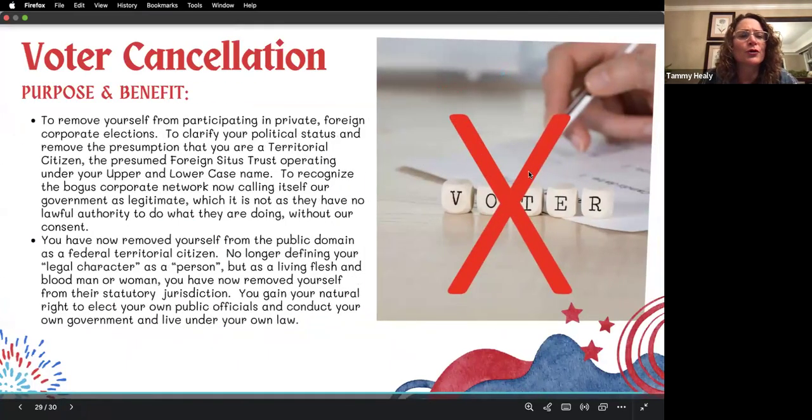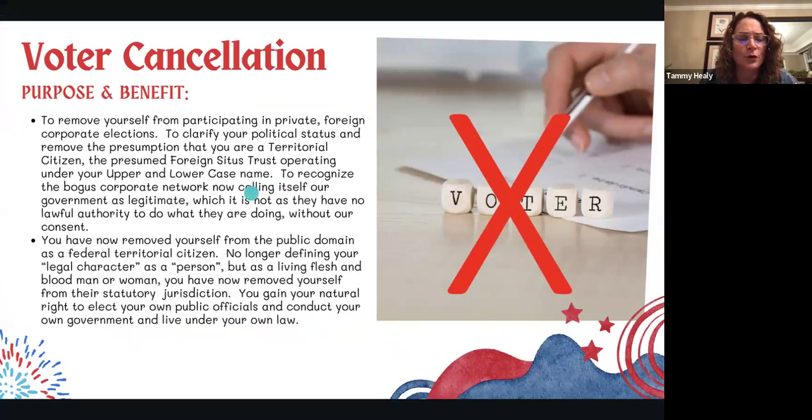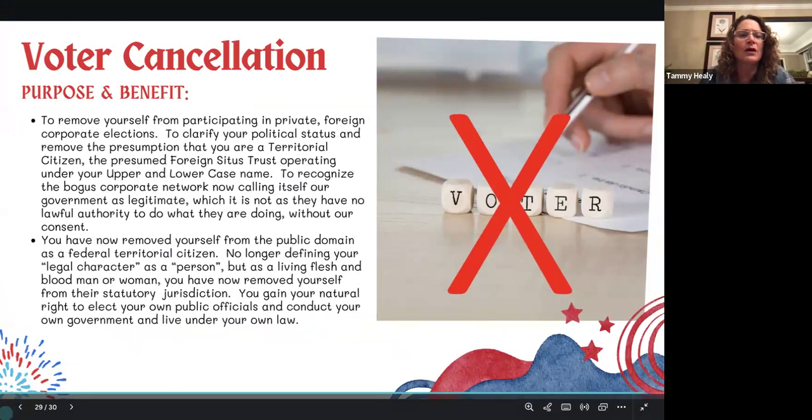All right. Your voter cancellation, the purpose and benefit. If you were a registered voter, you need to remove yourself from participating in private foreign corporate elections. This was a hard one for a lot of people to understand because they're like, what do you mean I'm not going to be able to vote for a president? Well, that's not a president of our government. That's a president of a foreign jurisdiction government.